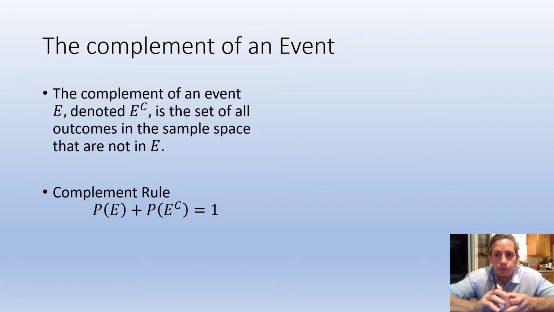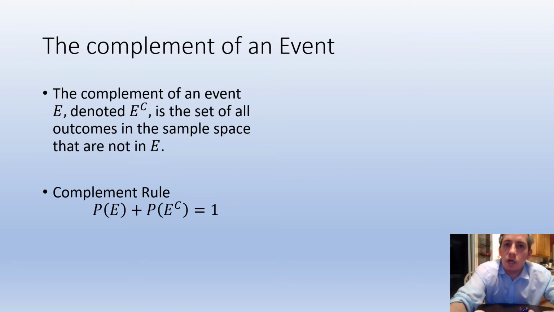So, now that we've talked about some different types of experiments, let's talk about the complement of an event. The complement of an event is denoted E with a C just to the upper right. It's a superscript. It is the set of all outcomes in the sample space that are not in E. And there's a complement rule that says if I take the probability of the event plus the probability of its complement, I get 1. So let's talk about dice.